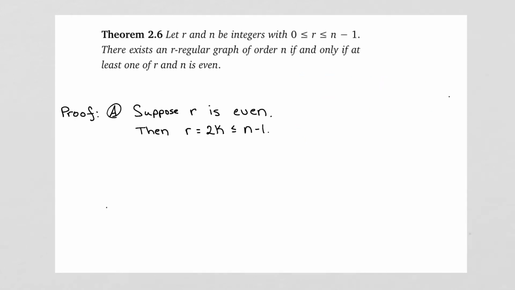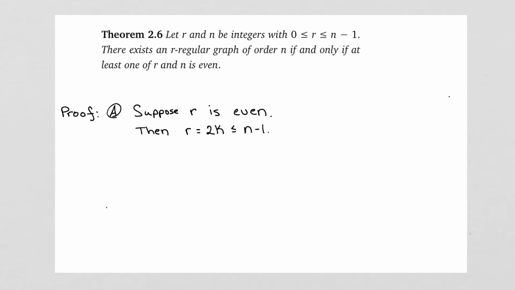We're now going to go through an outline of the proof, starting with the case that R is even. And remember, it doesn't matter if n is even or odd for this particular case. So R, since it is even, can be written as 2 times some integer k, and 2k is going to be less than or equal to n minus 1, because that's our maximum degree in a simple graph.